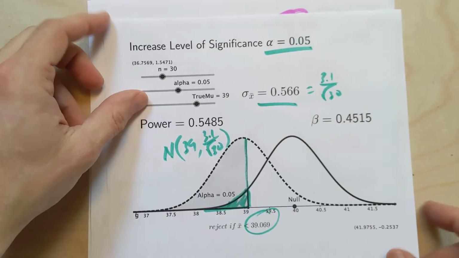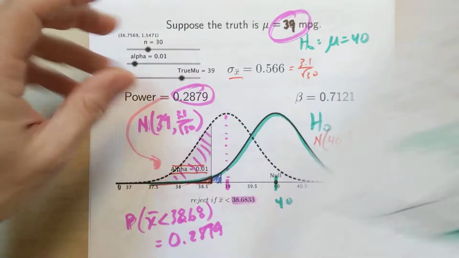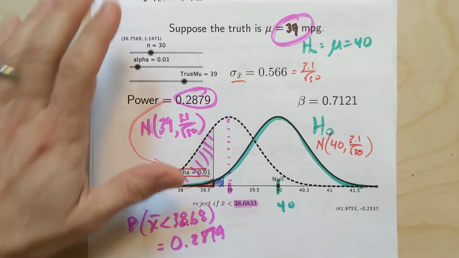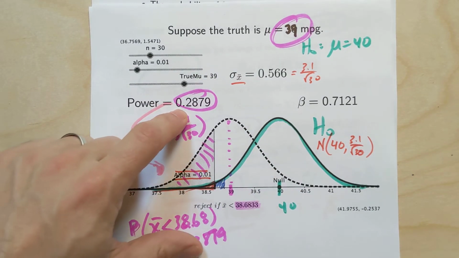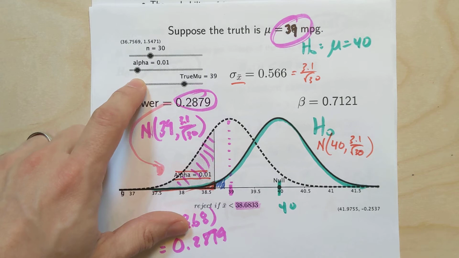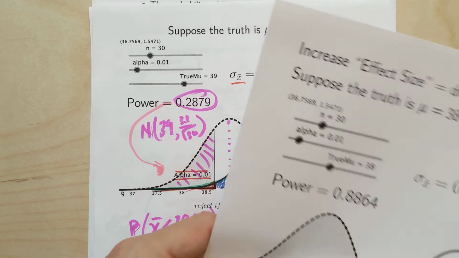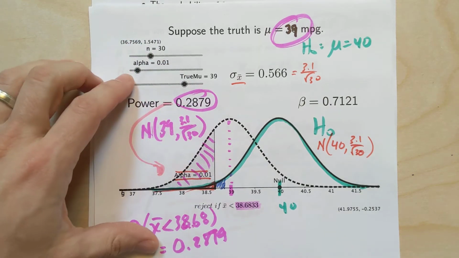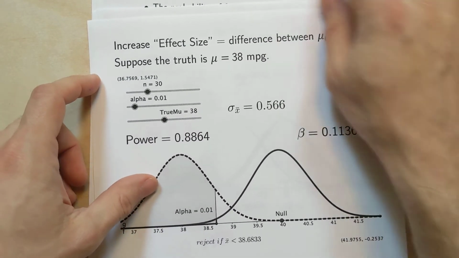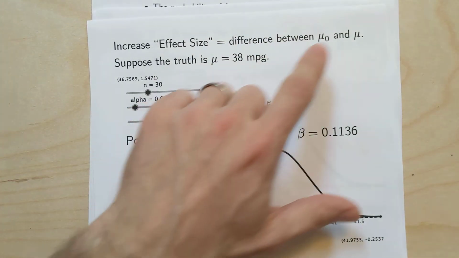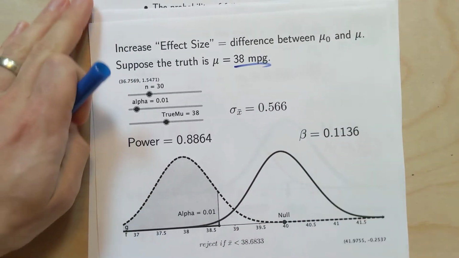So which would you prefer to do? Get more data or just increase your level of significance? You probably should just go ahead and get more data. Let's look at one more scenario. Remember, our baseline was when mu was 39. We only had a power of 28.79% when the sample size was 30 and alpha was 0.01. Now let's change not the sample size and not the level of significance, but let's actually change the effect size, right? And remember, the effect size was this difference between the hypothesized value and the actual truth. And let's kick it down to 38, right?